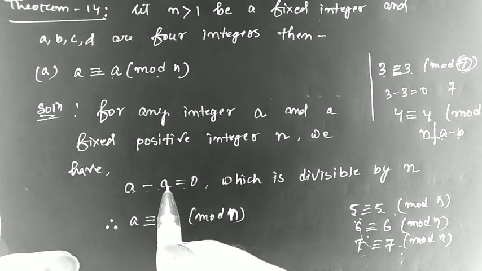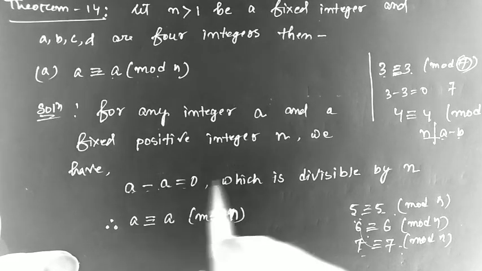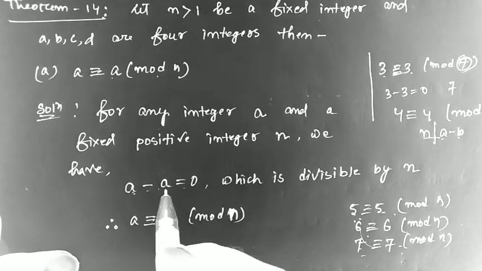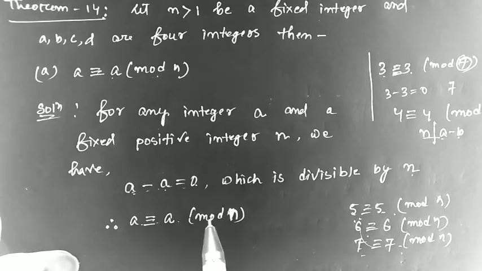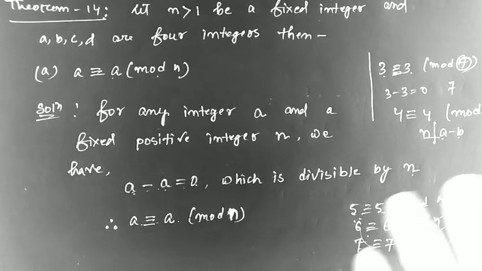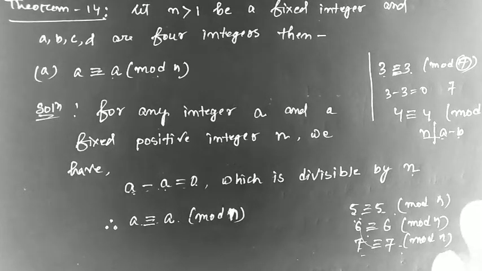So here a is any integer, and n is the fixed number. So a minus a is equal to 0, which is divisible by n. Therefore a is congruent to a with modulo n. That means every integer is itself congruent with any fixed number, no? So the second property we'll see.